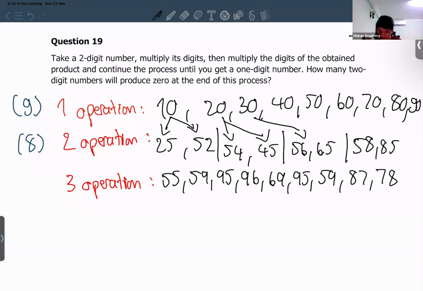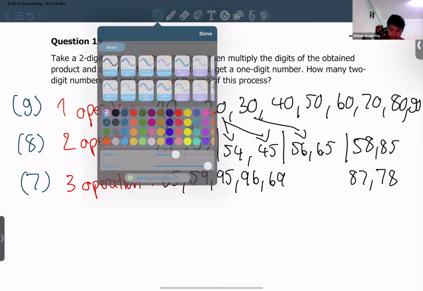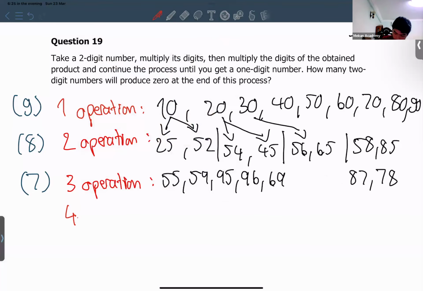From this, you can see there's a total of, oh sorry. For this one, there are two the same: 59 and 95 are repeated, so we need to remove the duplicates. So from this, you can see there's a total of 1, 2, 3, 4, 5, 6, 7 numbers. Then you need to continue for the next operation.